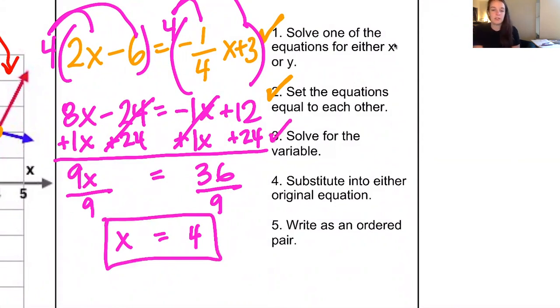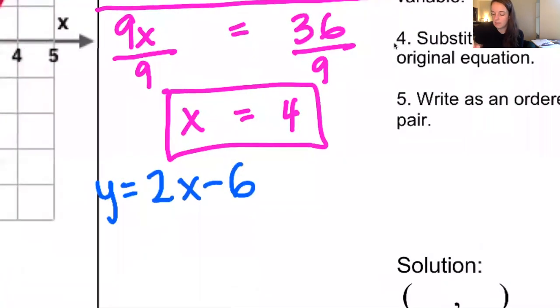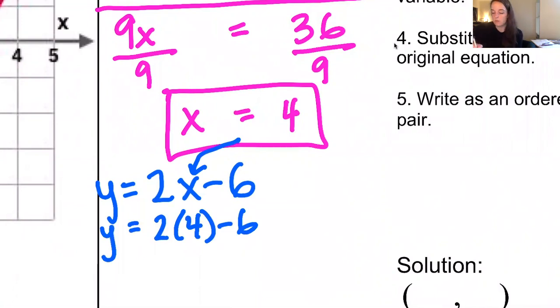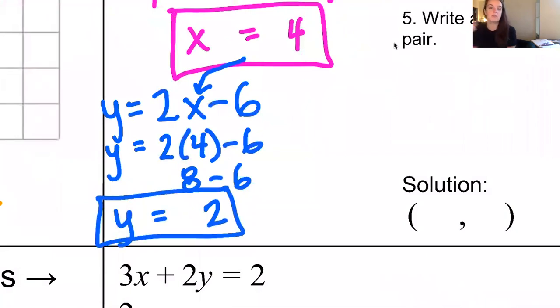And then step 4 is to substitute into either original equation. So I can decide whichever equation is easier for me. Personally, I'll just go with the one that doesn't have fractions in it. So I'm going to do y equals 2x minus 6, and I know that x is equal to 4. So I'm going to have 2 times 4 minus 6 is equal to y. So this would be 8 minus 6, which is 2. So y equals 2. x equals 4 and y equals 2.